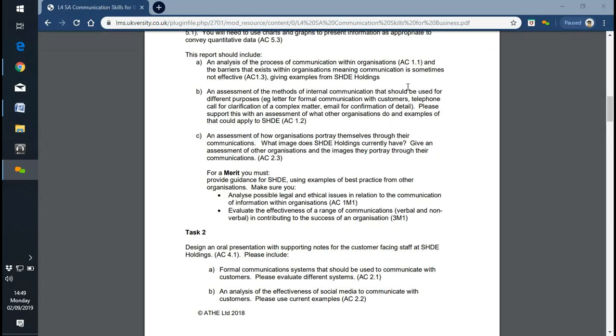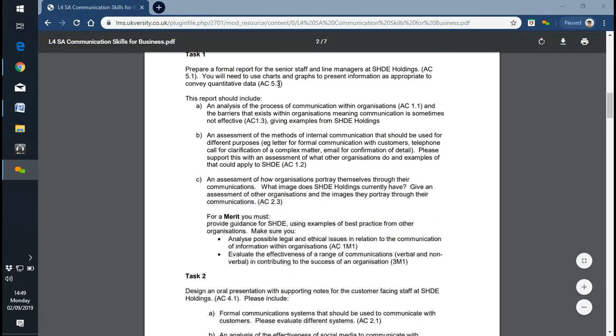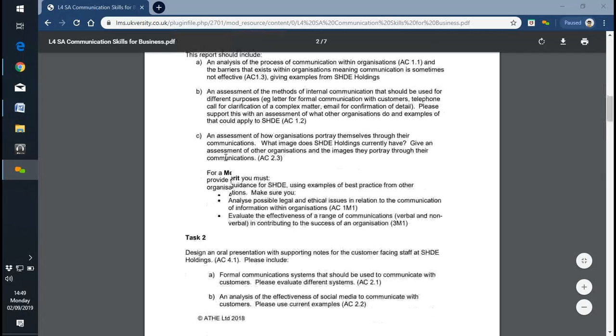An assessment of the methods of internal communication that should be used for different purposes, for example, telephone call for clarification of complex matter, email for confirmation of detail. Please support this with an assessment of what other organisations do and examples that you could apply to SHDE. That's AC 1.2. So you've covered now 5.1, 5.3, 1.1, 1.3 and 1.2.